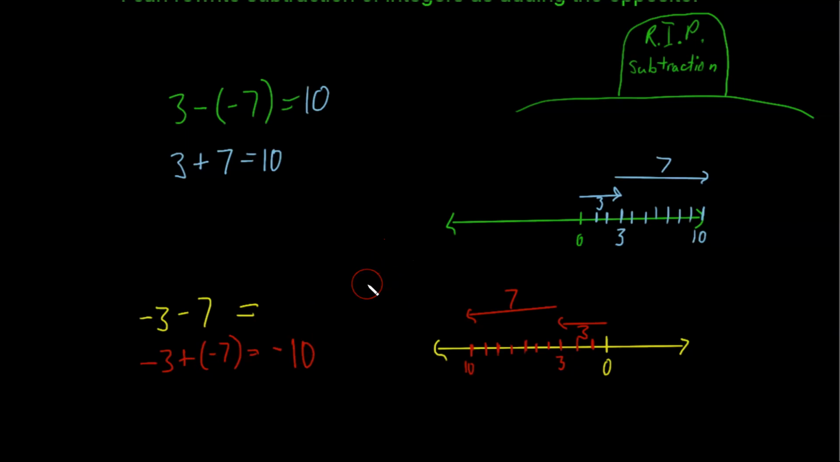So instead of subtracting from here on out, we're going to rewrite these expressions as adding the opposite. And so instead of 3 minus negative 7, it is 3 plus 7. And instead of negative 3 minus 7, it is negative 3 plus a negative 7. So we add the opposite.